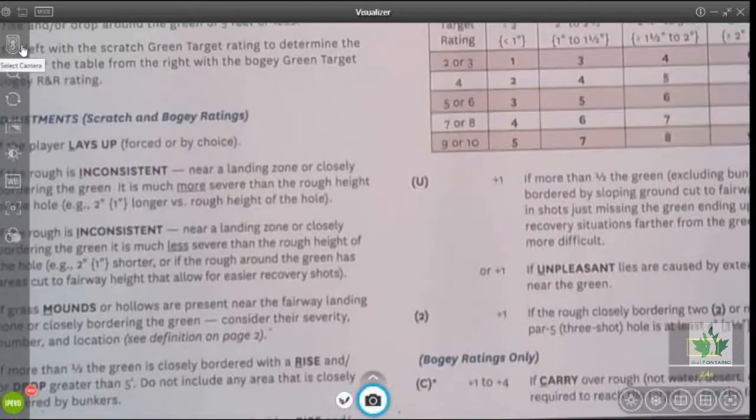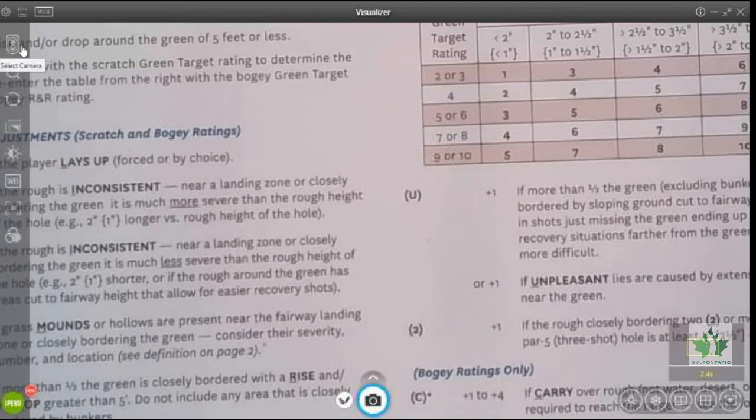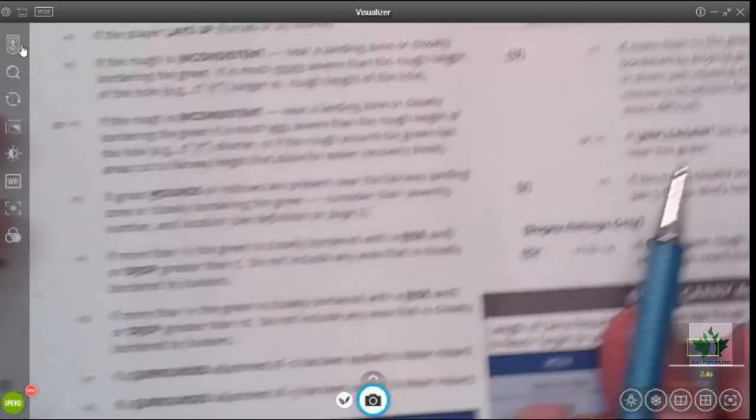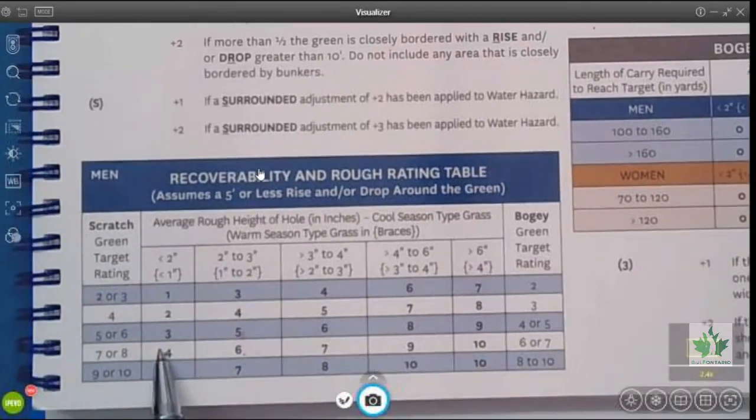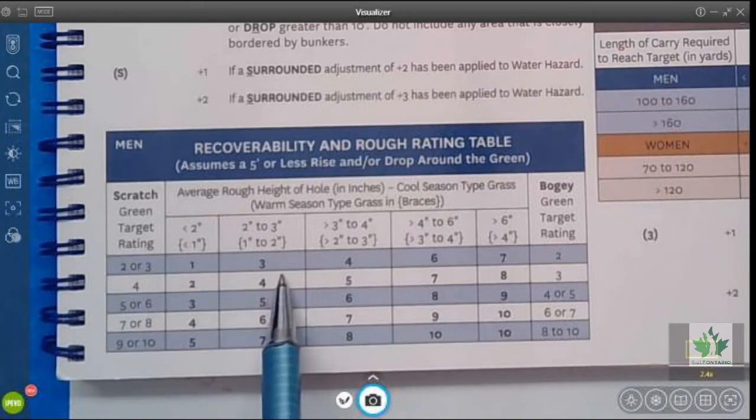So this is pretty simple to do. You really don't have anything to measure. You've already determined the green target rating in the previous step, and you already know what the rough length is around the course, so that's pretty easy.